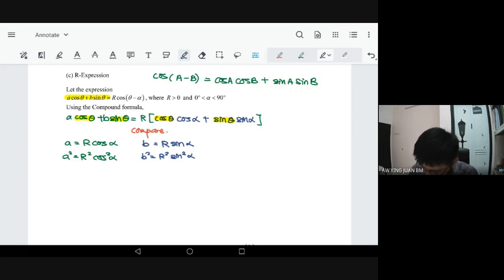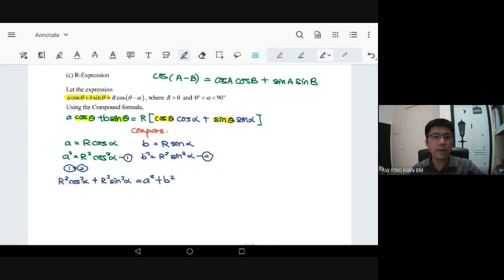So let's say ini equation 1, ini equation 2. We plus. Faham? Kita plus. So 1 plus with the 2. Okay, 1 plus with the 2. So very simple. R squared cos squared alpha plus R squared sin squared alpha is equals to A squared plus B squared. So kalau you nampak lah, 1 plus with the 2. So yang ini tambah dengan yang ini equals to A squared plus with the B squared.